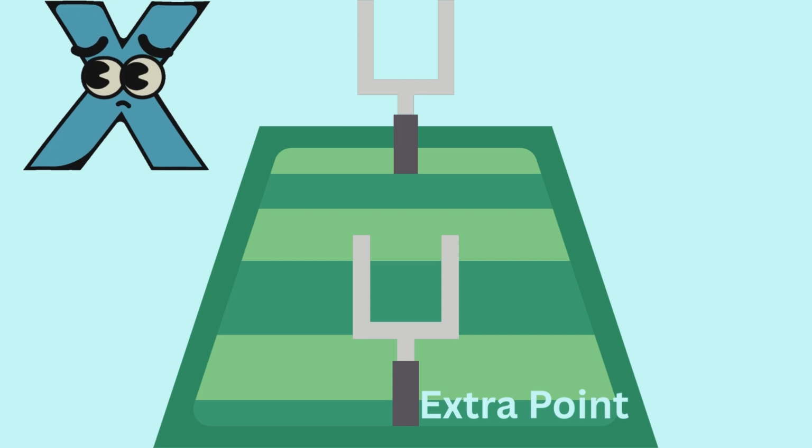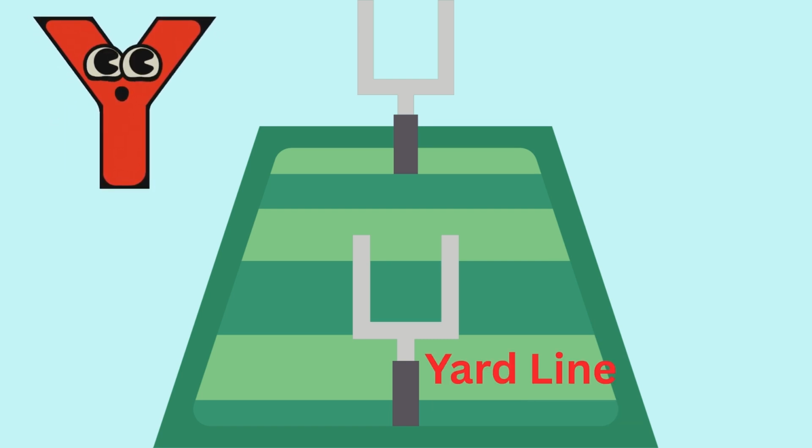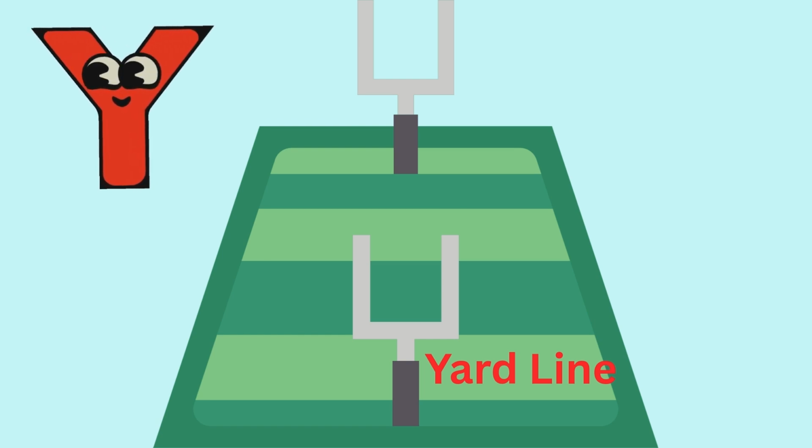X is for extra point. That's how we know that we have gotten more points on the scoreboard. Y is for the yard line. The football field has yard lines to measure distance.